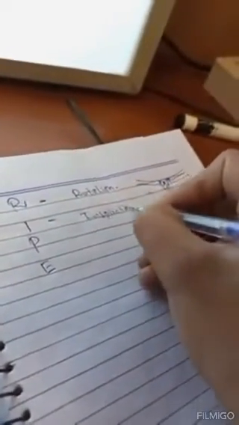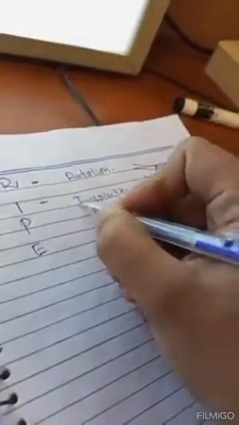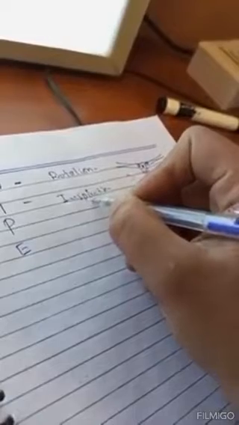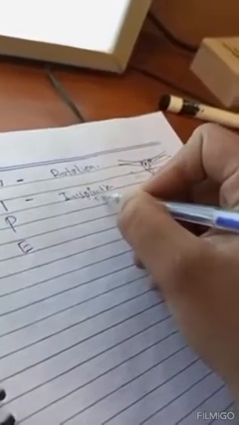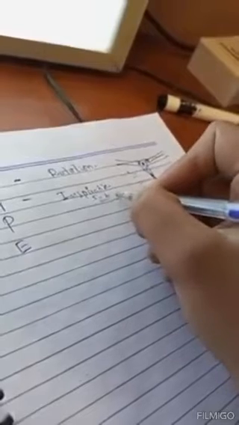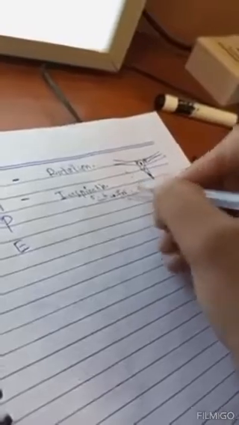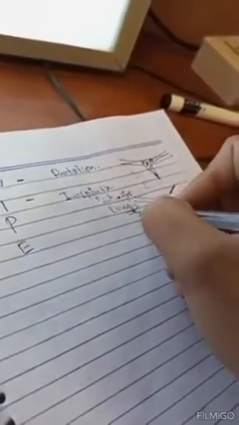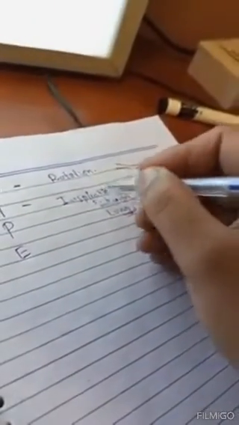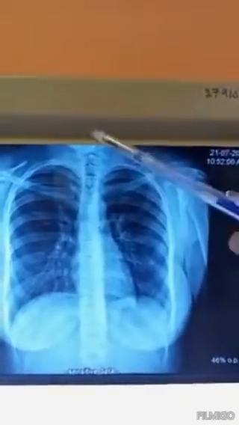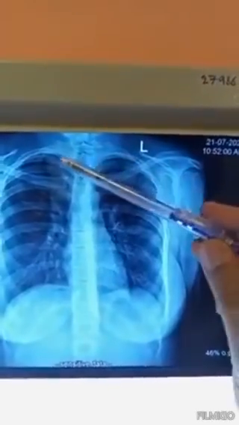RIPE. The second thing is inspiration. So comment on inspiration. How will we know that the x-ray was taken during the inspiration phase of respiration for the patient? Count the ribs. If the rib shadows are more than 5 to 6, it means that this x-ray has been taken during inspiration, when the patient was inspiring and holding his breath.